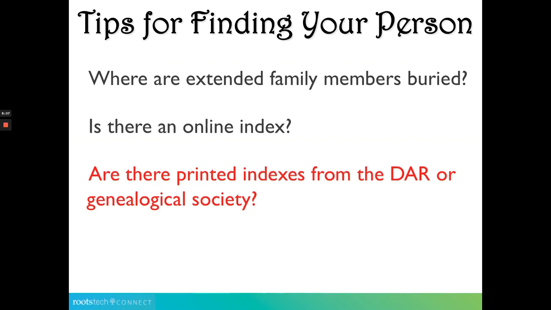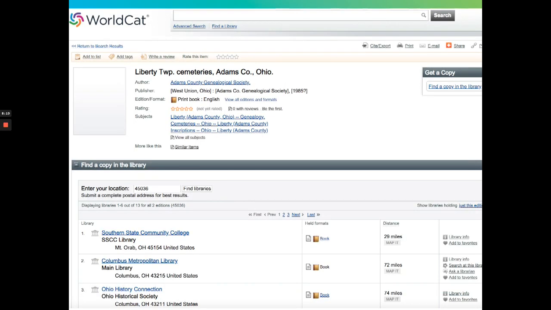So how do you find them? Well, again, that's where I would go to the DAR and the Genealogical Society. Look to see if they have printed indexes to the burials in their county. And if you do that, you're going to be very successful. So in this case, I went to WorldCat, because WorldCat's a great place to find books and to see if there's books that are published. So I did a search for Adams County, Ohio, and the cemeteries in Adams County, Ohio. And I lucked out and found the Genealogical Society there published a book about Liberty Township cemeteries. And this was great because now I could check this book to see if they were listed.